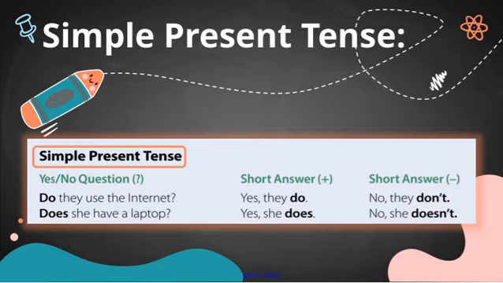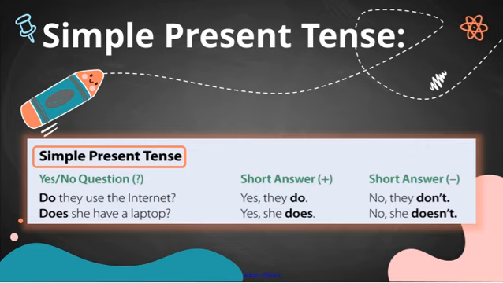Today, I want to focus on the simple present tense, which is one of the most fundamental aspects of English grammar. This tense is primarily used to describe habits, general truths, and routines. It's the tense we use when talking about things that happen regularly or facts that are always true. For example, when I say, "She walks to school every day," I am describing a routine. Or if I say, "The sun rises in the east," I am stating a universal truth.